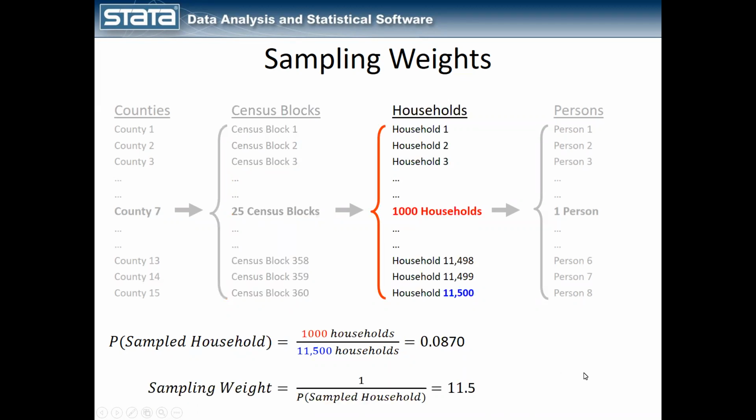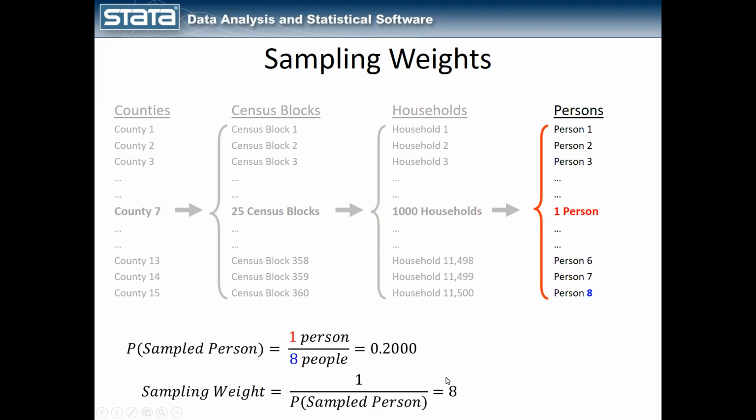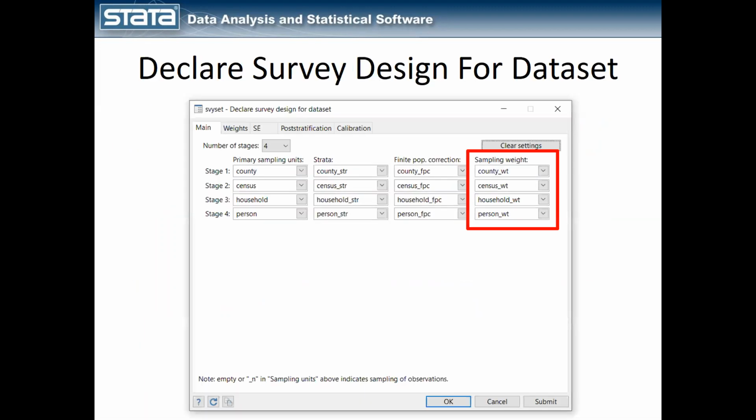Okay. And I think you get the idea. At each stage, I'm going to have to calculate this. I'm not going to go through the arithmetic for the last 2 stages, but I think you get the idea. Here, each household that's sampled represents 11.5 households in the population. And if we sampled 1 out of 8 people, each person that's sampled is representing 8 people in the population. So that's how these sample weights can be calculated, and that's how you would interpret them if you were just looking at the sample weights and what they mean.